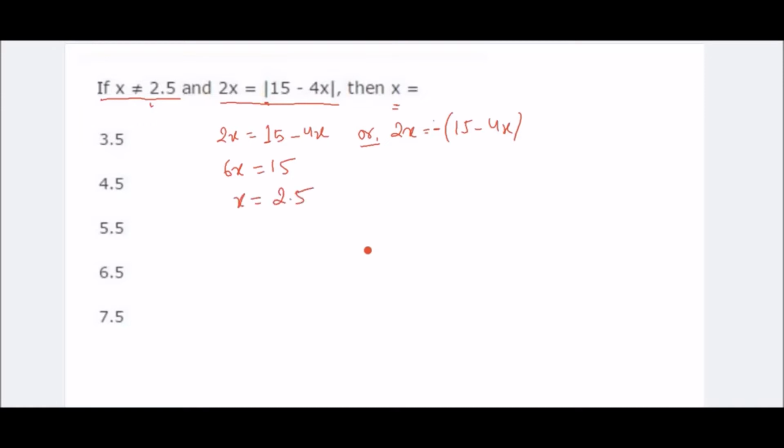But in the question it is already given that x is not equal to 2.5, so this is not our choice. Now solve the second one. 2x will be minus 15 plus 4x, and that will be 4x minus 2x is equal to 15, that becomes 2x equal to 15 and x is equal to 7.5. So the answer is the last option.